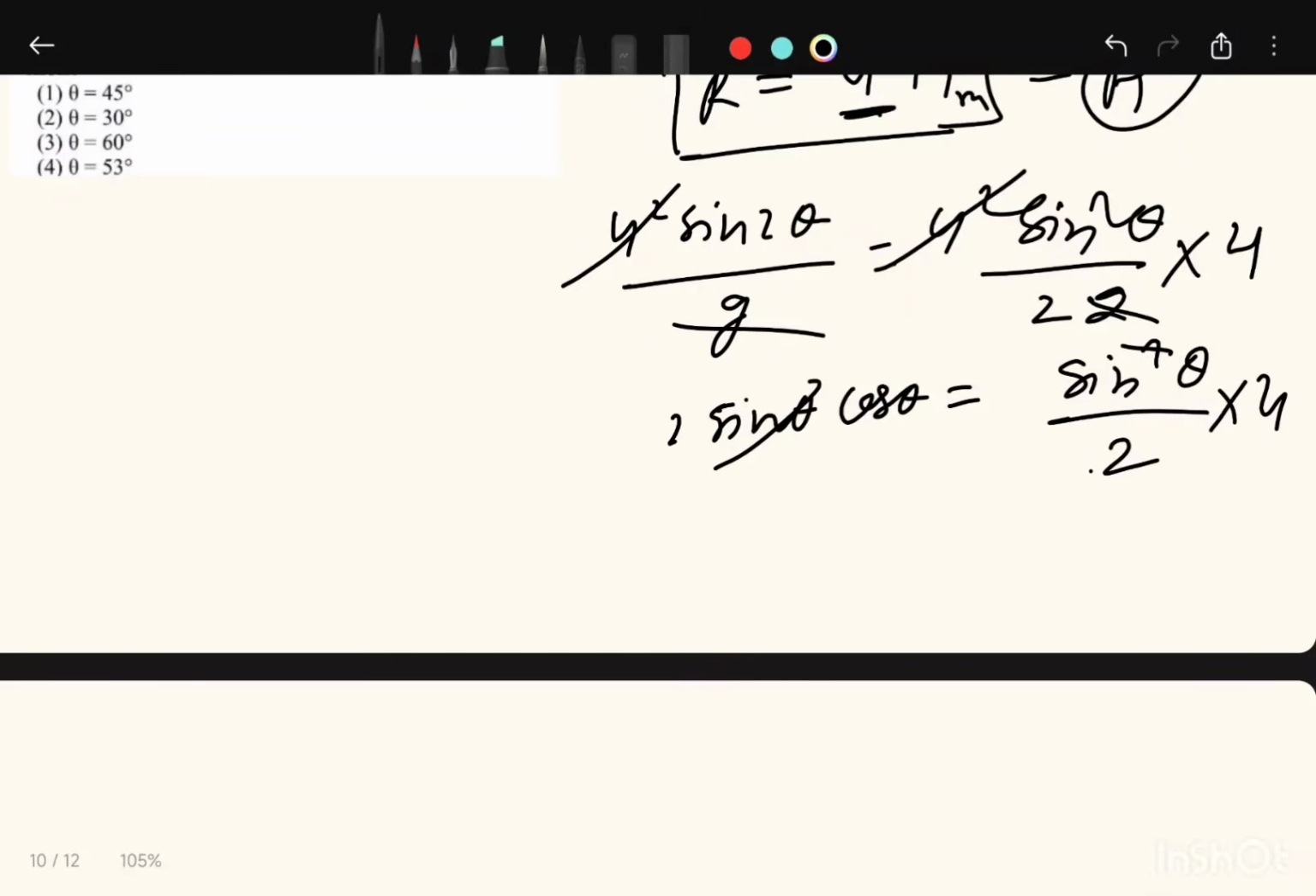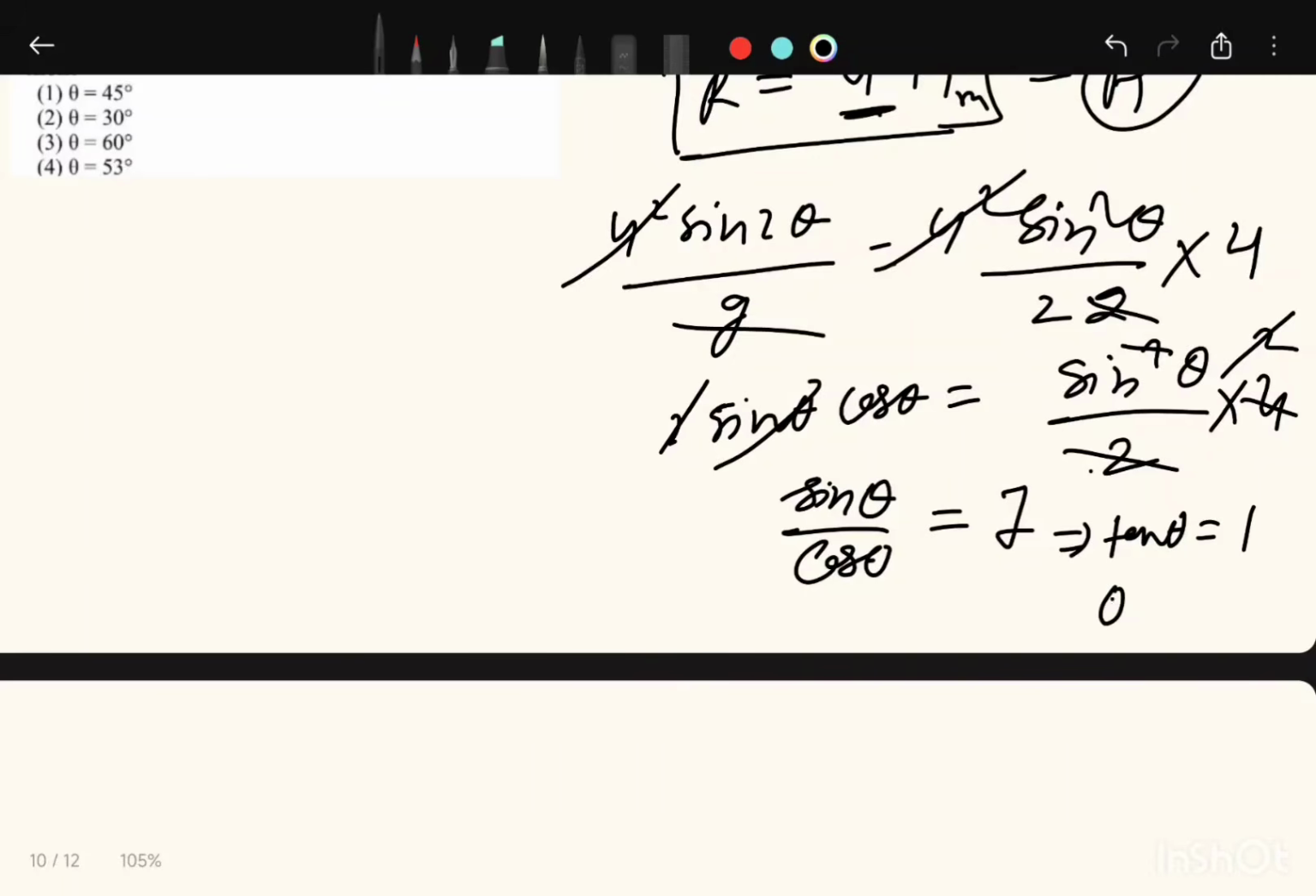So you see what will be the angle in this situation. This 2 will cancel this 4 by 2 times, and this 2 will also cancel out this 2, and we will only have sine theta by cos theta equal to 1. Which means tan theta equal to 1, which means theta equal to 45 degrees.